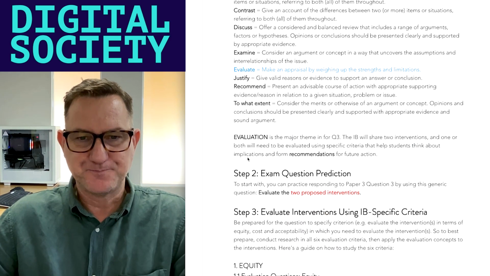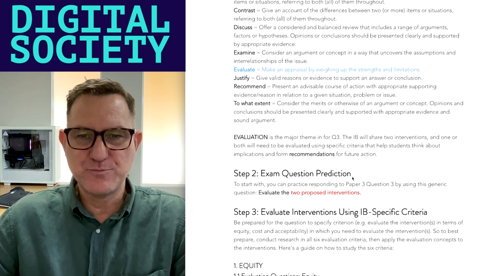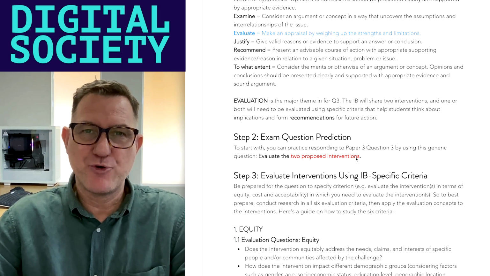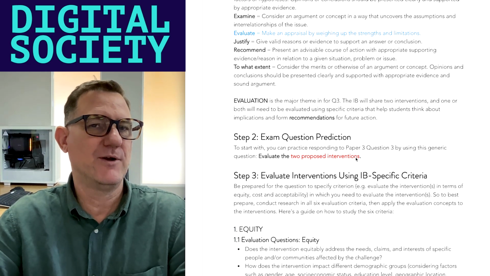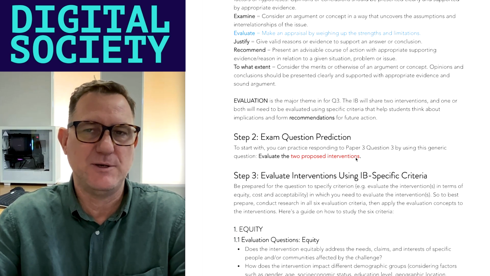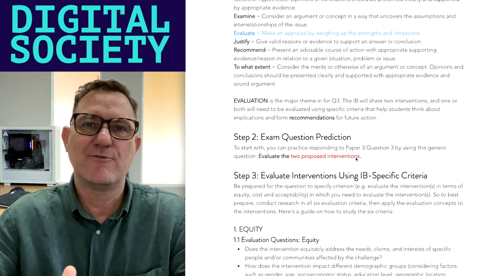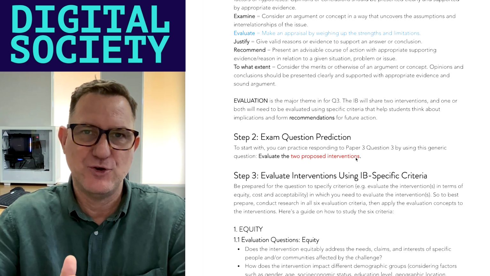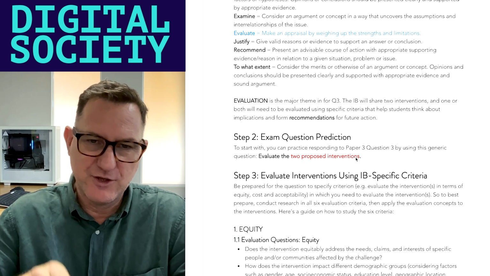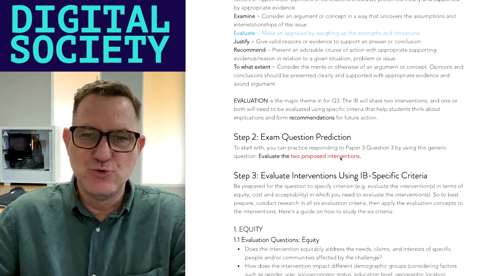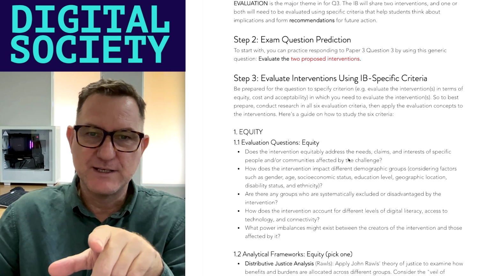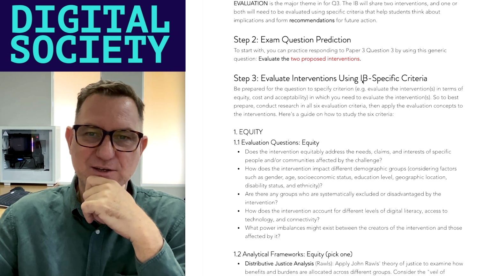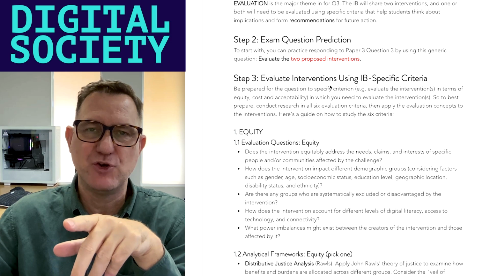Step 2, exam question prediction. So to help with your preparation for exam paper 3, practice this question. It's very simple and it's very broad. It's actually broad by design to allow for this kind of an inquiry research and independent research. And the question is, evaluate the 2 proposed interventions. Now we've got a question. It's time for us to evaluate the interventions by using IB specific criteria.